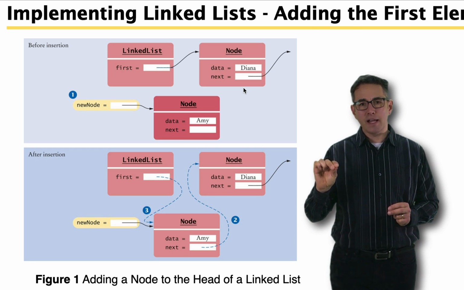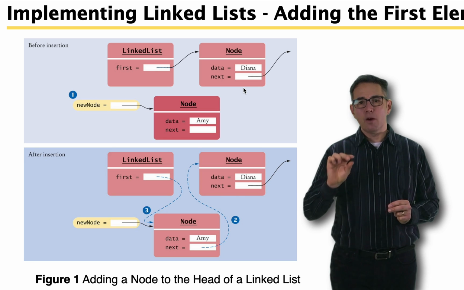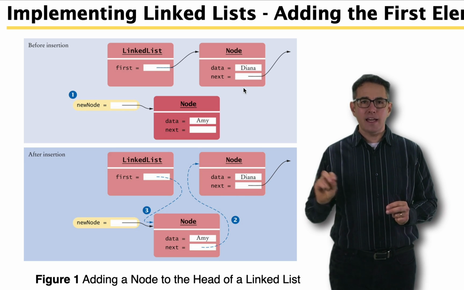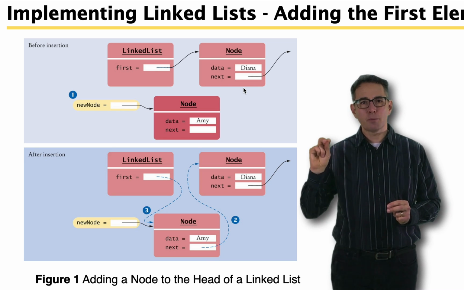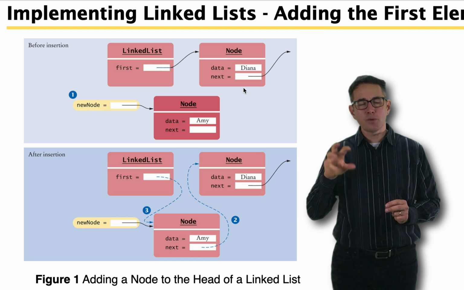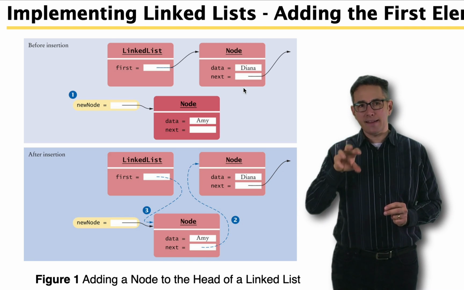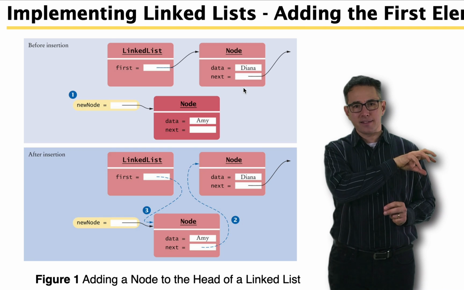That first node class has a next element, which has an arrow going off to the right, and that would point to another node, which points to another node, which points to another node. Each one of those nodes holding the data that the user wants to store in that list.